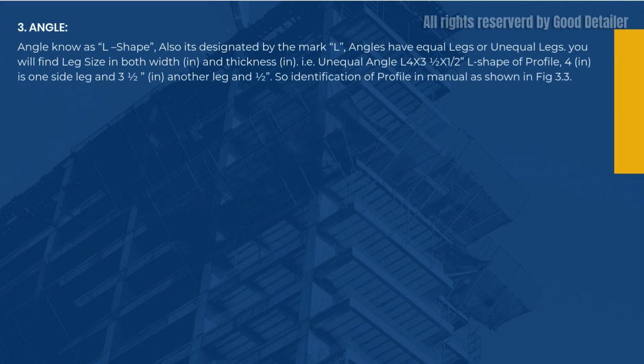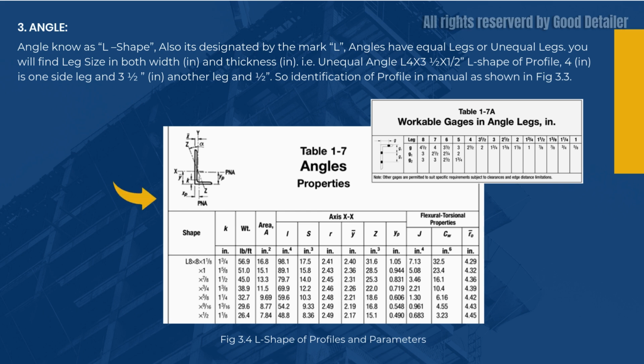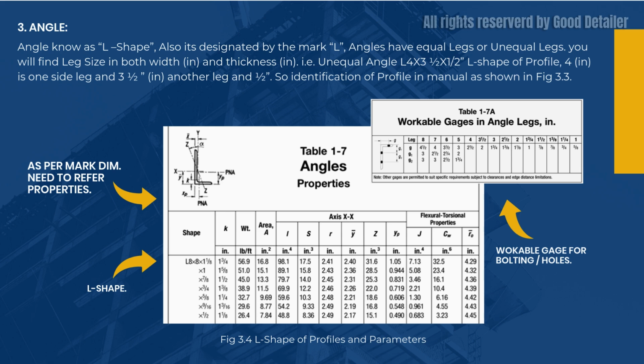3. Angle. Angle is known as L-shape. Also, it is designated by the mark L. Angles have equal legs or unequal legs. You will find leg size in both width, in inches, and thickness, in inches, i.e. unequal angle L4x3-1/2x1/2. L shape of profile, 4 inches is one side leg, and 3-1/2 inches is the other leg, and 1/2 is the thickness. So identification of the profile in the manual is as shown in Figure 3.3. As per the marked dimensions, you need to refer to the properties. L-shape. Workable gauge for bolting/holes.